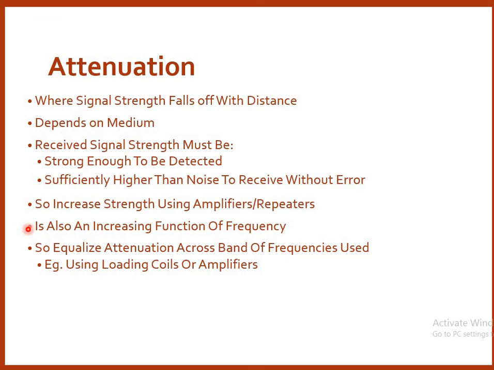What is attenuation? Where the signal strength falls off with distance is called attenuation. So it depends upon the medium. Received signal strength must be strong enough to be detected, significantly higher than the noise, to be received without error. To overcome that, we increase the strength of the signal using amplifiers and repeaters at regular intervals of time. Attenuation is also an increasing function of frequency, so we equalize attenuation across the band of frequencies used.